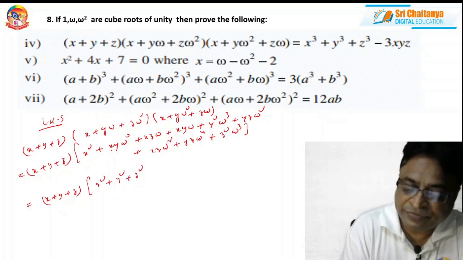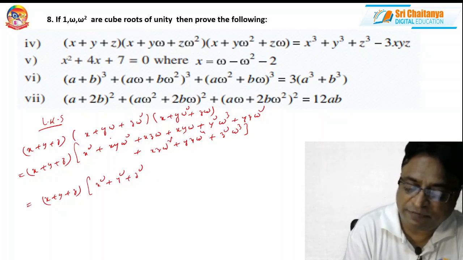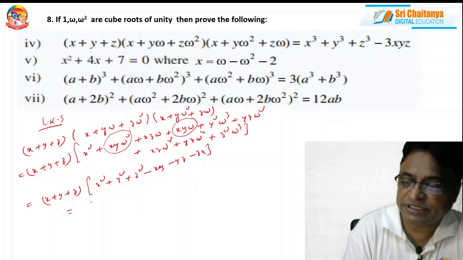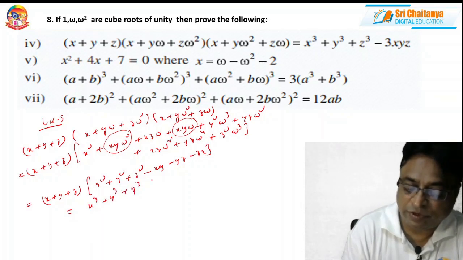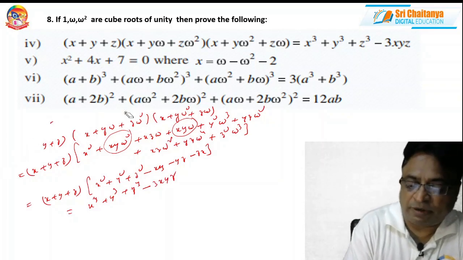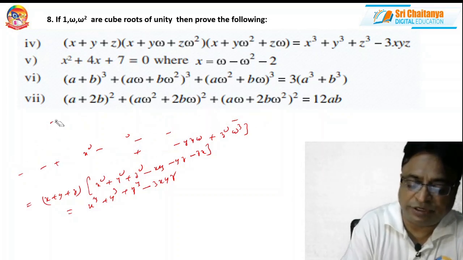See here, this is xy omega square, and is there any other term? xy omega is there. If I take common from this term as well as this term, I get minus xy, similarly minus yz minus zx, and after simplification, this is very familiar, that is x cube plus y cube plus z cube minus 3xyz. This is a straight question.